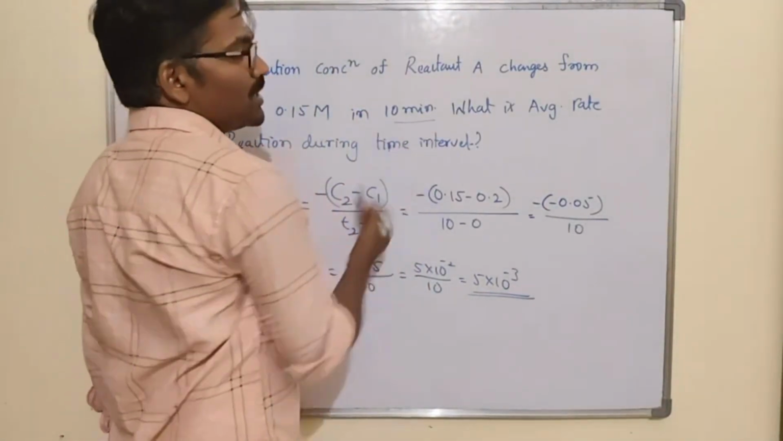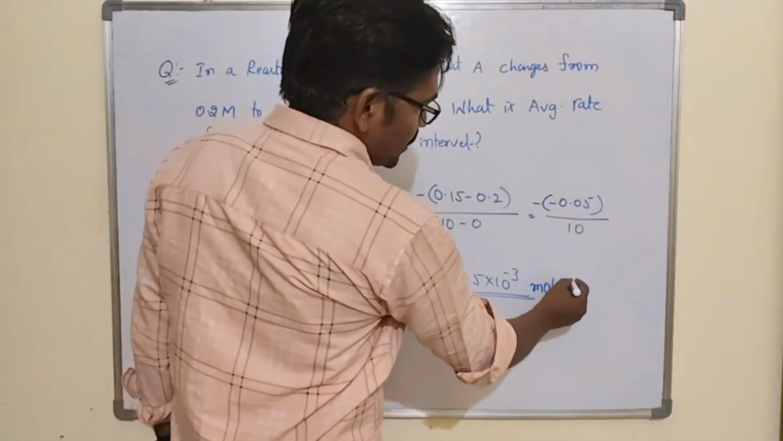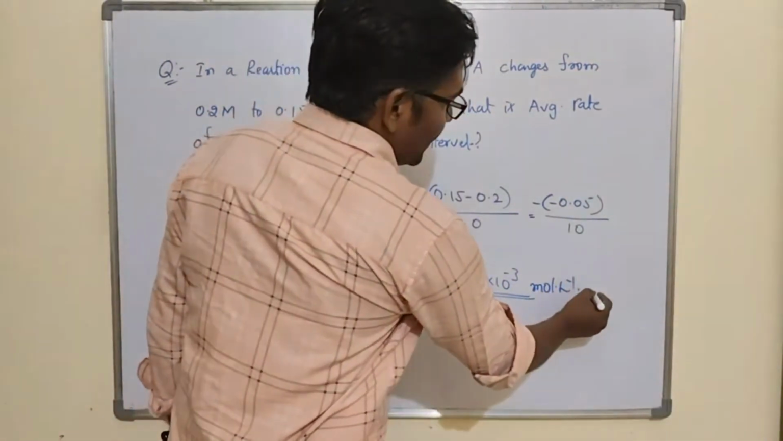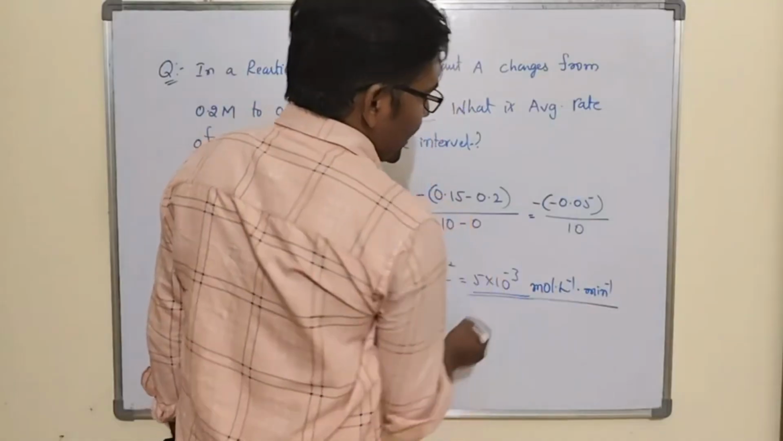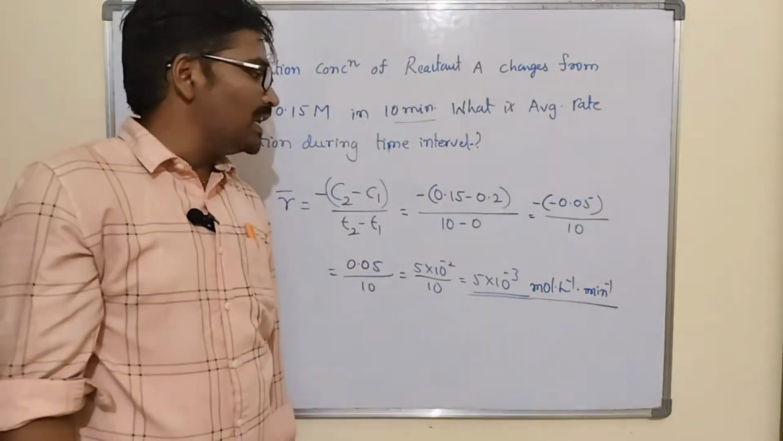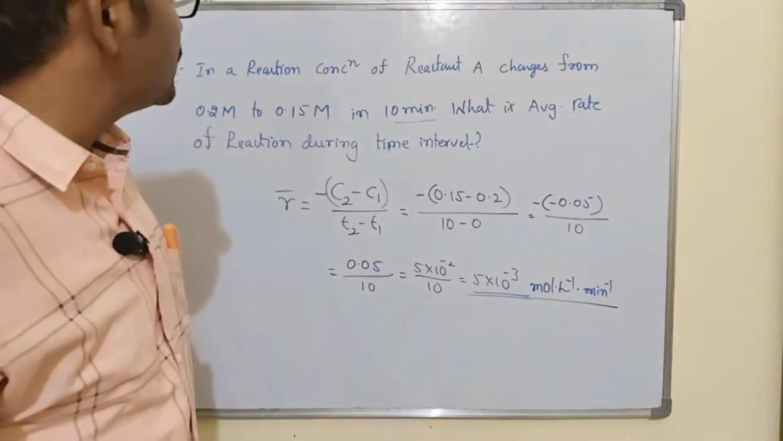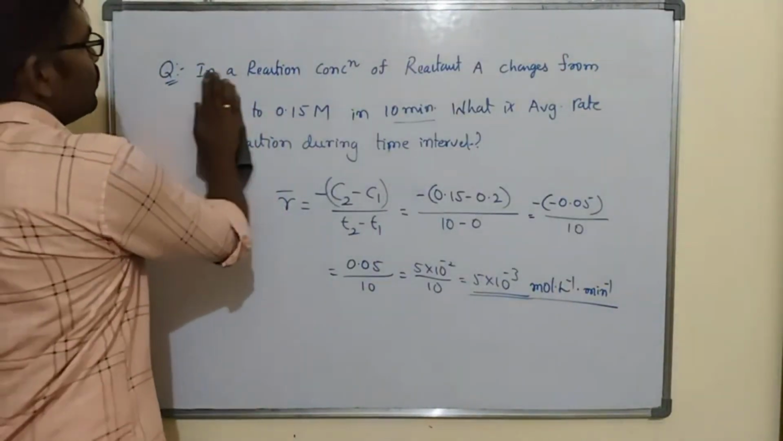It is given in minutes, right? So what units should you take? Concentration is mole per liter, and then per minute. So if the time is in minutes, take minute inverse; if the time is in seconds, take second inverse. Then we'll see one more question, my dear students.